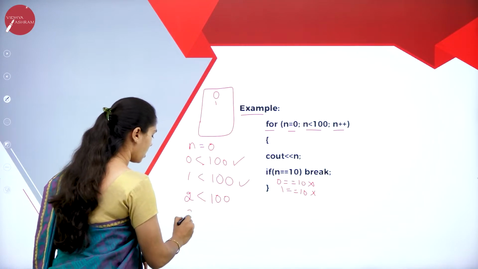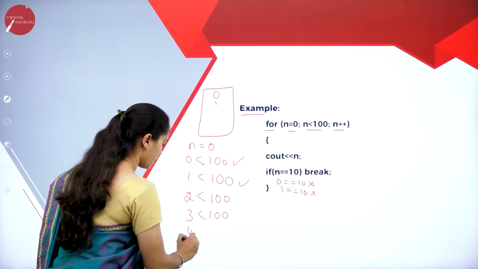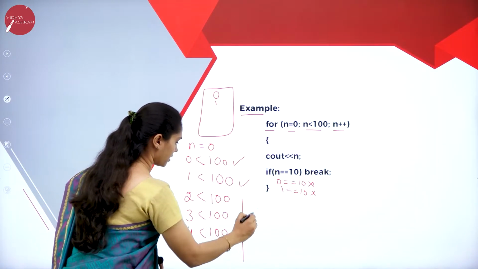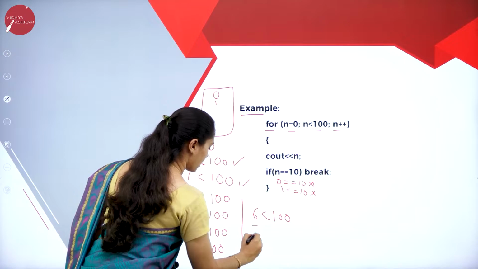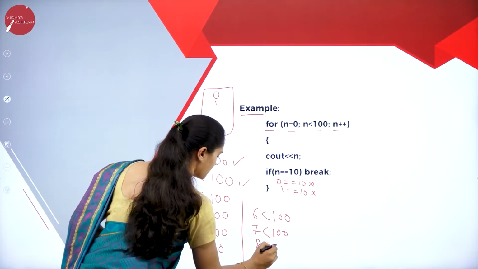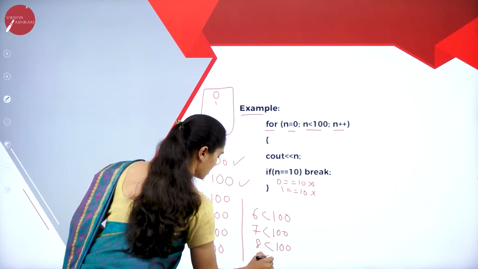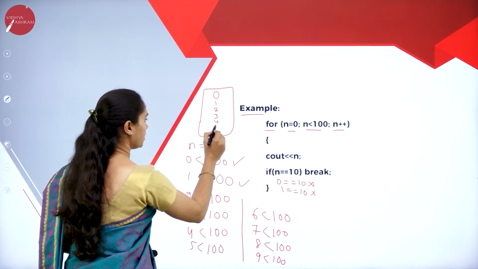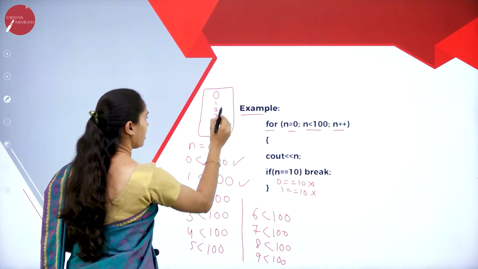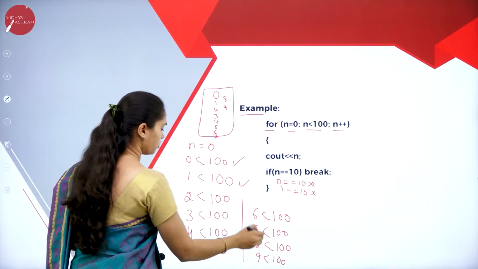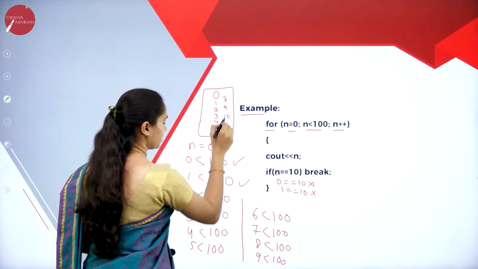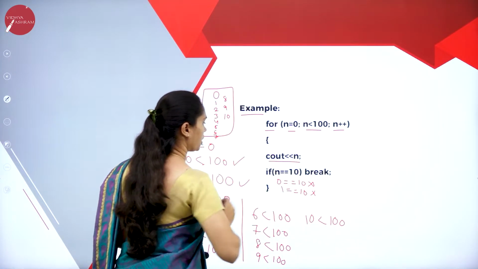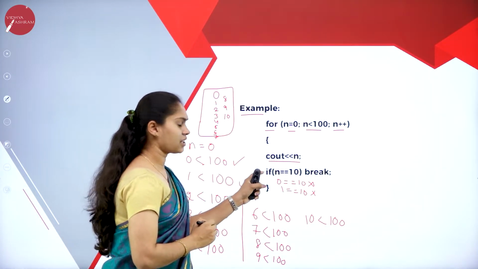And for 5 lesser than 100, 6 is lesser than 100, and 7 is lesser than 100, 8 is lesser than 100, 9 is lesser than 100. Again everything will be checked and every value will be displayed here: 5, 6, 7, and up to 9, and it will take 10 also. 10 is lesser than 100, so at that time it will display the value of 10.